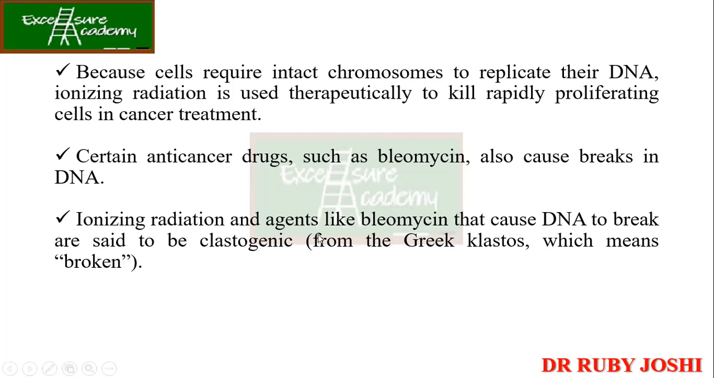So ionizing radiation and agents like bleomycin, they cause DNA to break, are said to be clastogenic. Clastogenic मतलब क्या? तोड़ना, broken. ठीक है? So अगर मैं ये बोलूं कि हाँ, it is able to break the particular DNA strand, यानी कि double-stranded DNA अगर वो break कर सकता है, so that particular agent can become the clastogenic agent. Okay.